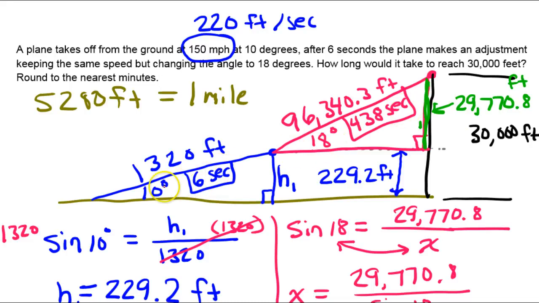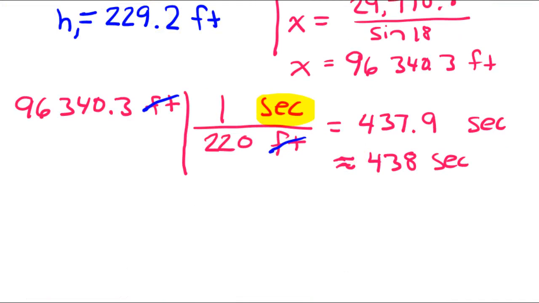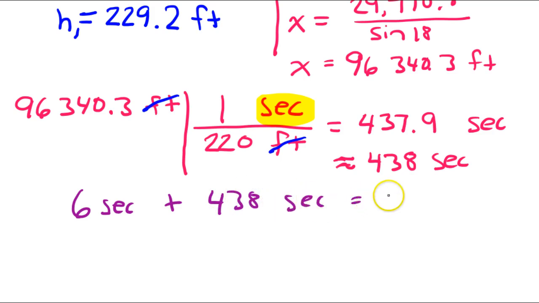Okay, so the first little part of the journey took 6 seconds. The second part of the journey took 438 seconds. I'm going to switch to purple. So we had 6 seconds plus 438 seconds, which obviously is 444 seconds. That's how many seconds the entire trip took.